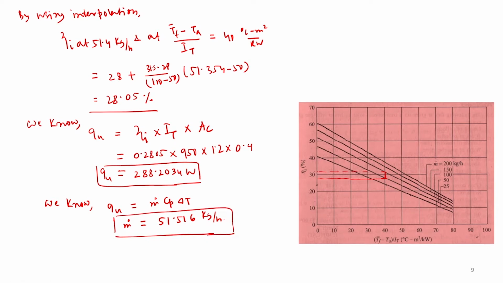So, this is the procedure by which you can calculate the instantaneous efficiency and mass flow rate. Sometimes if we can use a scale and all, then from that also you can calculate the instantaneous efficiency at this condition, and finally, we can use QU, and once you know the QU, then by using the expression QU is equal to m Cp dt, from that we can calculate the mass flow rate. And in this case it is found to be 51.516, which is very, very close to the assumed values. Okay. So, this may be the solution to this problem.